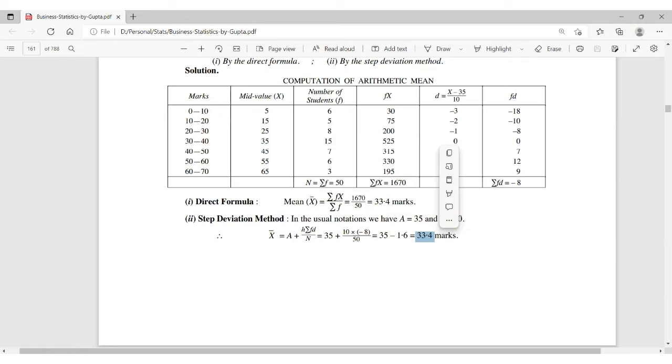With the direct mean you did, the answer is the same, 33.4. Okay. Do one thing, let me do one practice question.